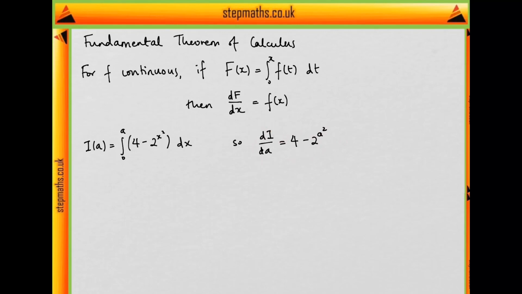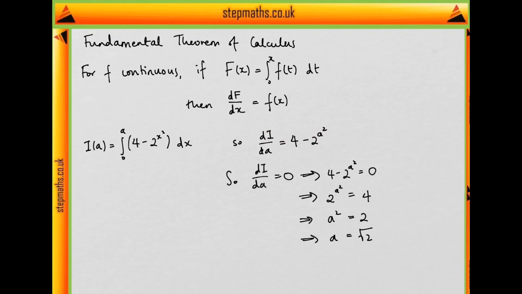And so if we want this derivative to be 0, then we get that we need 4 minus 2 to the power of a squared is equal to 0. And then this algebra is just the same as what we did before. So I wouldn't use this to actually do the question, but it is quite a good way to check.